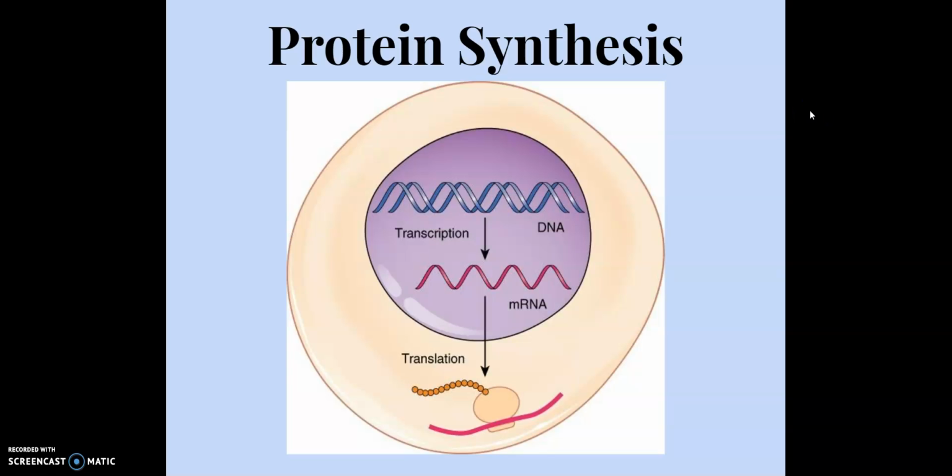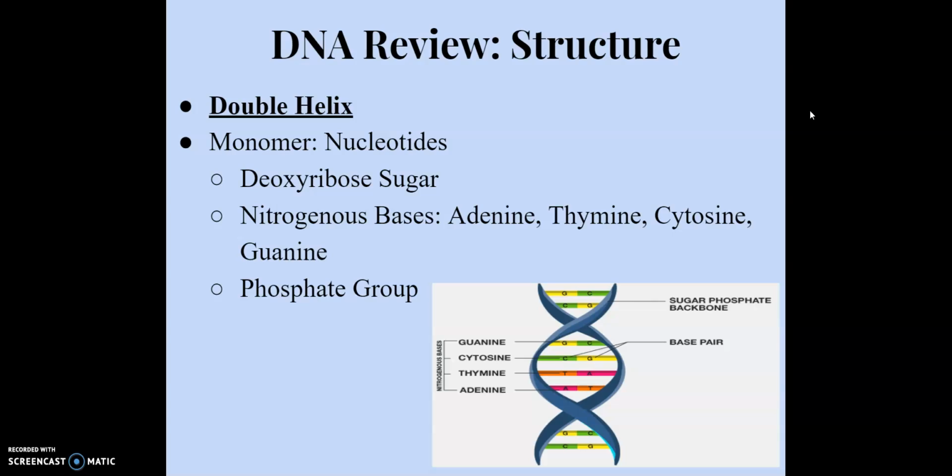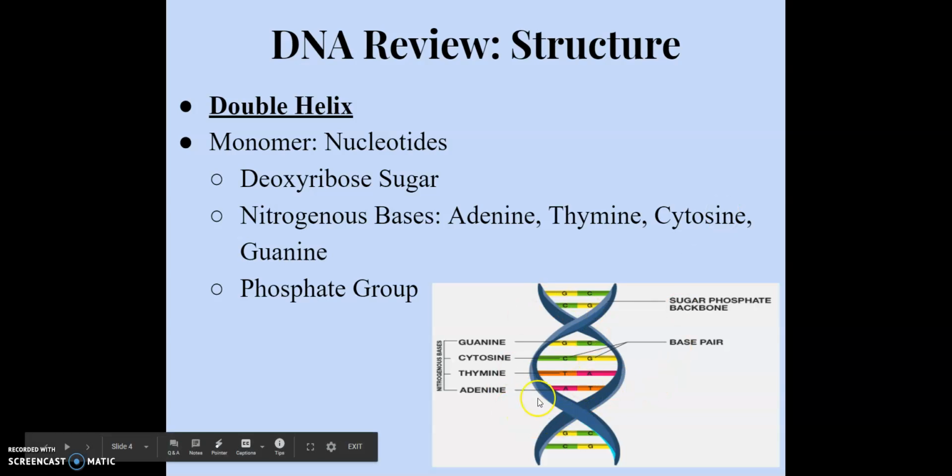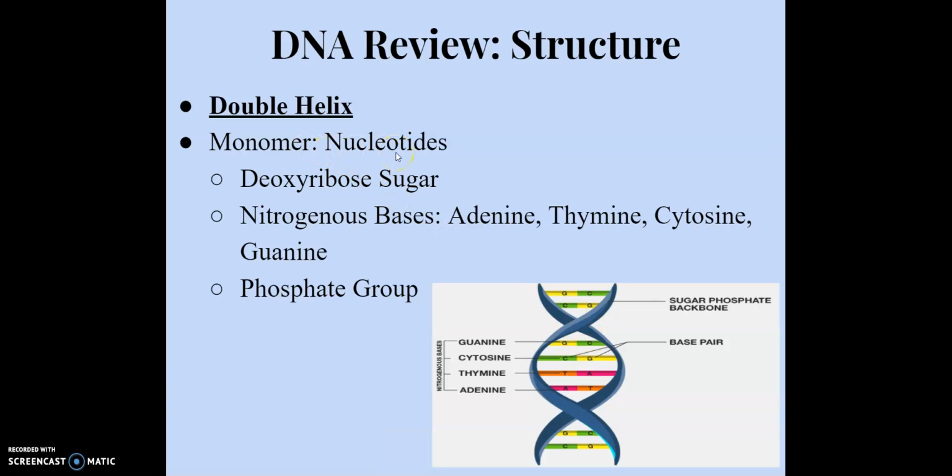Welcome to the Introduction to Protein Synthesis lecture. Specifically, we're going to talk today about the differences between DNA and RNA. So if we want to review from our last unit, the structure of DNA is a double helix. The monomer of DNA is nucleotides, which consist of three parts: the deoxyribose sugar, the nitrogenous bases, and a phosphate group.